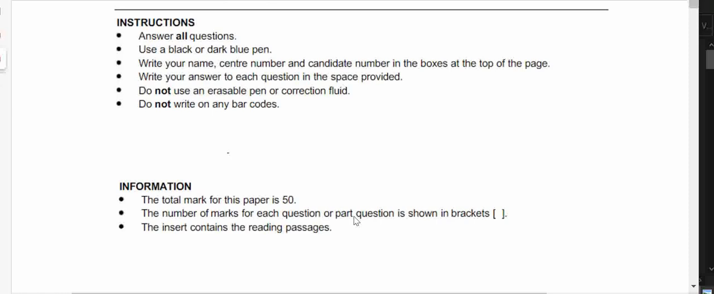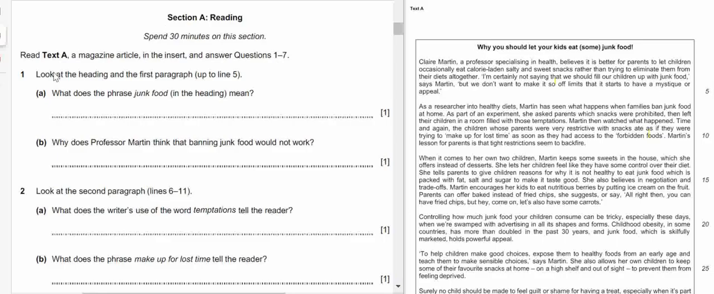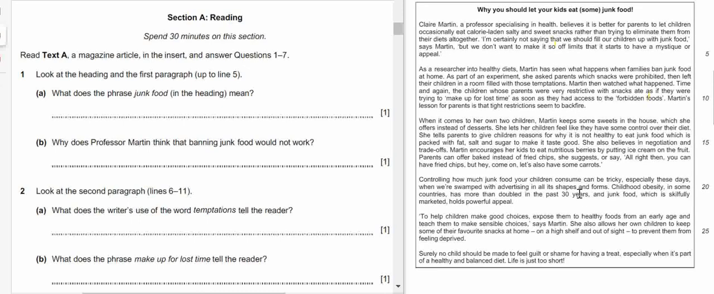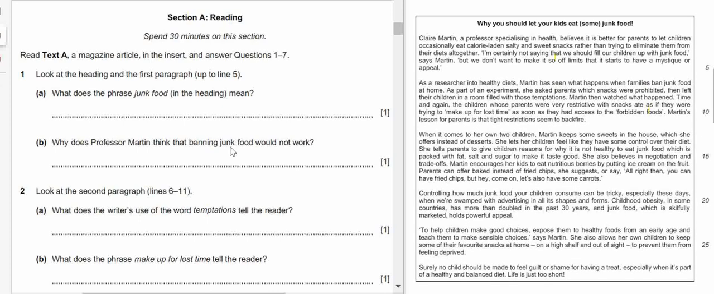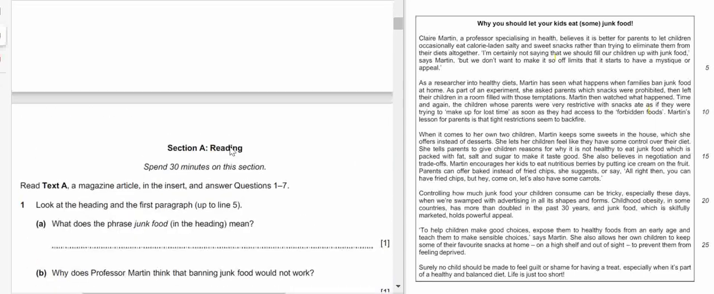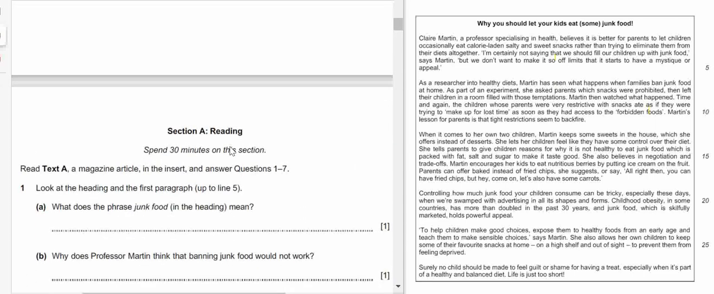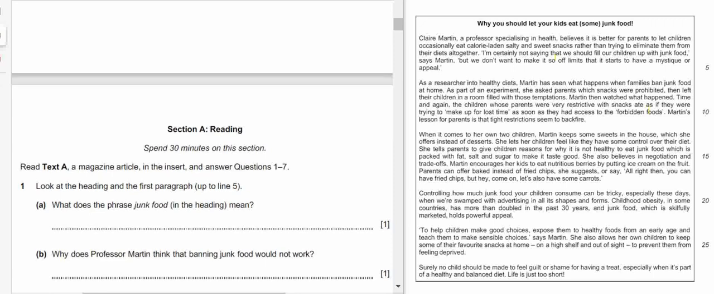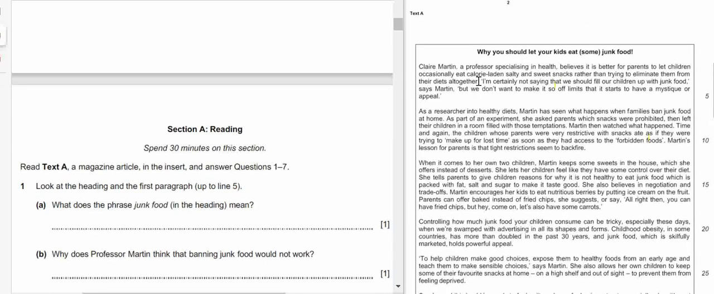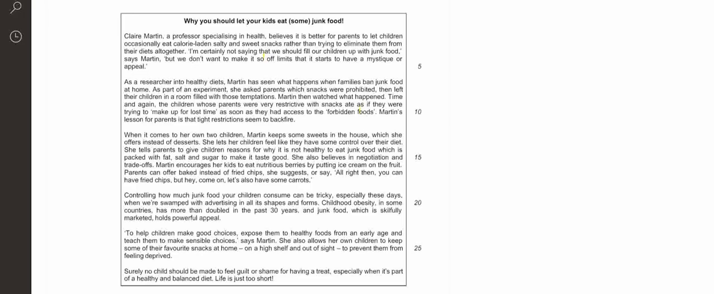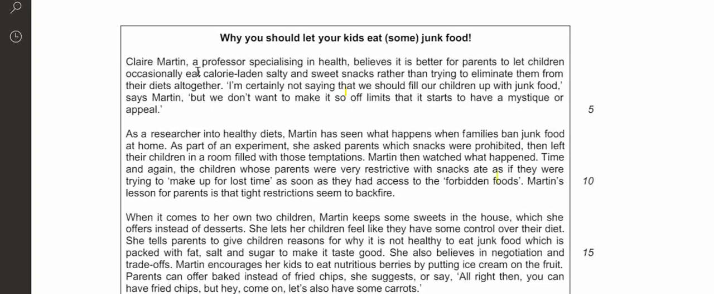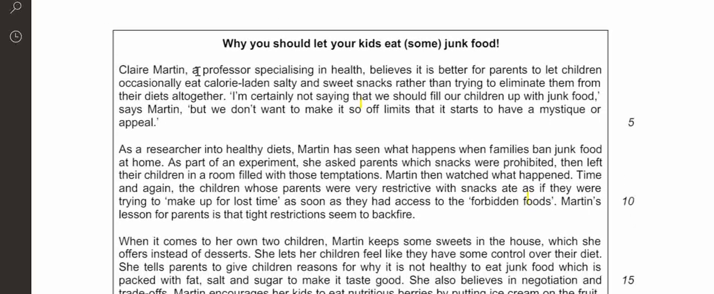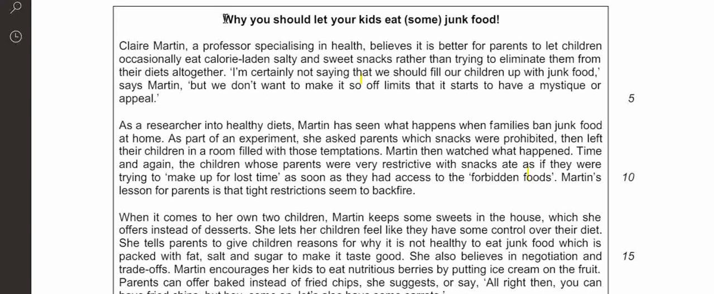Okay, let's get started with number 1. For questions 1 to 7, we need to read Text A, a magazine article in the insert. On the right side is displayed the insert. This is Text A, the whole insert, and we do the questions one by one, starting from question 1a. First of all, let's read the insert together. Let's zoom in so we may read better. Five minutes for this. Let's start reading.